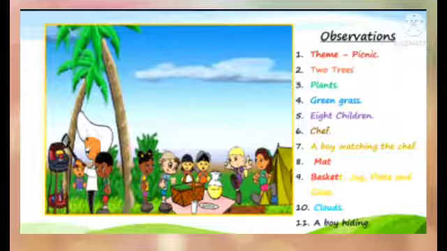Then we can see two trees over there, few plants, green grass, 8 little children, a chef and a boy watching the chef. We can see a mat also, then a basket, a jug, plate and glass. Then we can see clouds and a boy hiding in the plants.